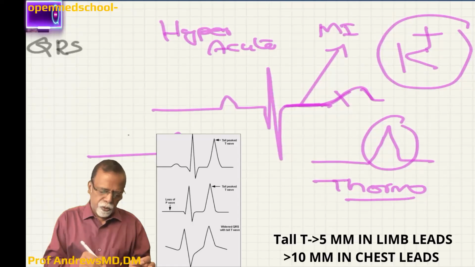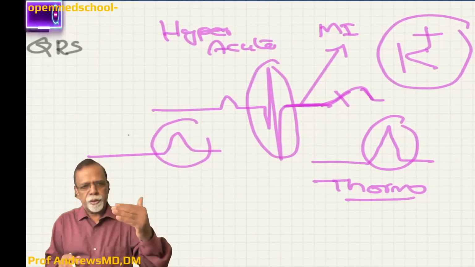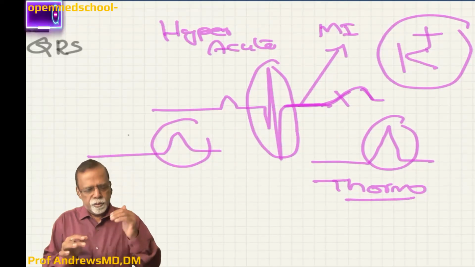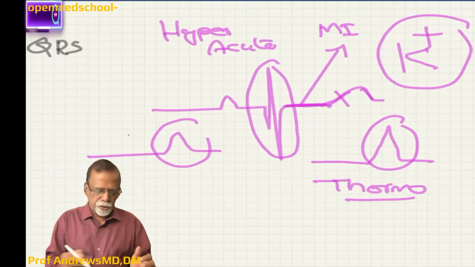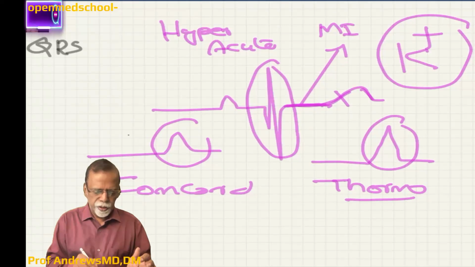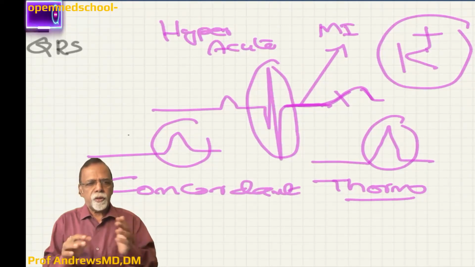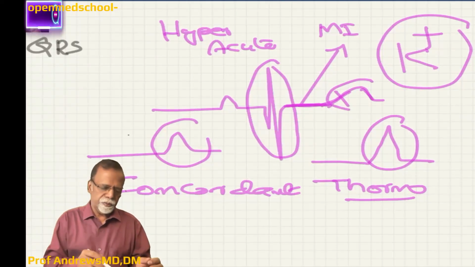Then the T wave can be upright. Usually the T follows the direction of the QRS complex. If the QRS is upright, T will be upright. If the QRS is predominantly negative, the T will be inverted. So this is called concordant T changes. It is concordant with the QRS complex. Sometimes it is discordant. Discordant is usually suggestive of ischemia. Ischemic changes are seen in the T wave.